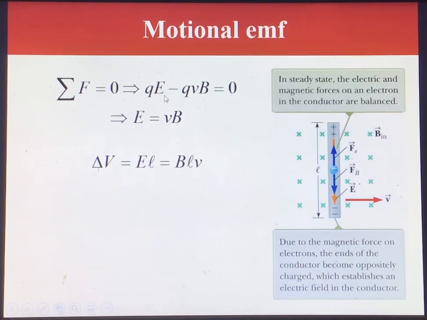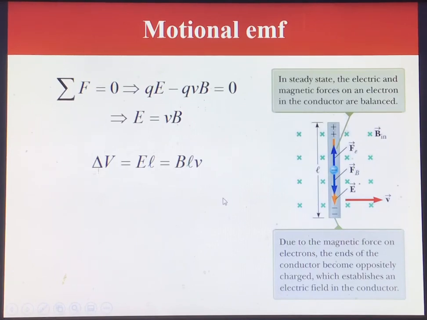So we can say that when the system is at equilibrium, then it means that the electric force must balance the magnetic force. And when I solve this equation, I just get E equals v times B. Then if I know what my electric field is, I can calculate the voltage between these 2 points by multiplying the electric field by the length, which is given by this quantity right here. So this is called the motional EMF. This is just one way to derive this equation.